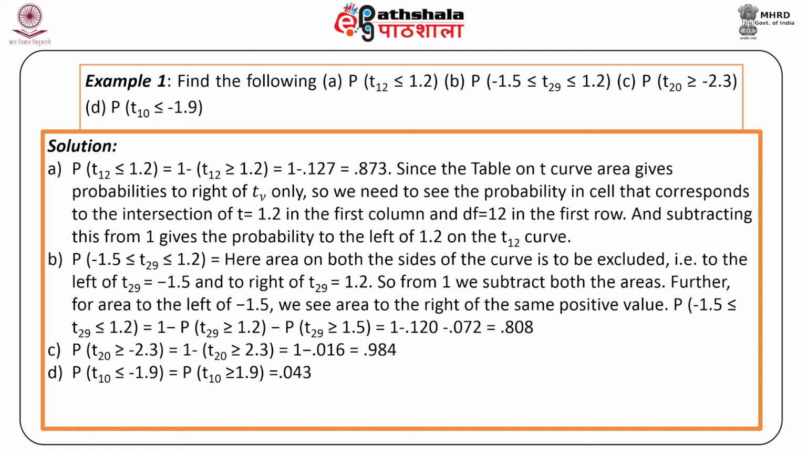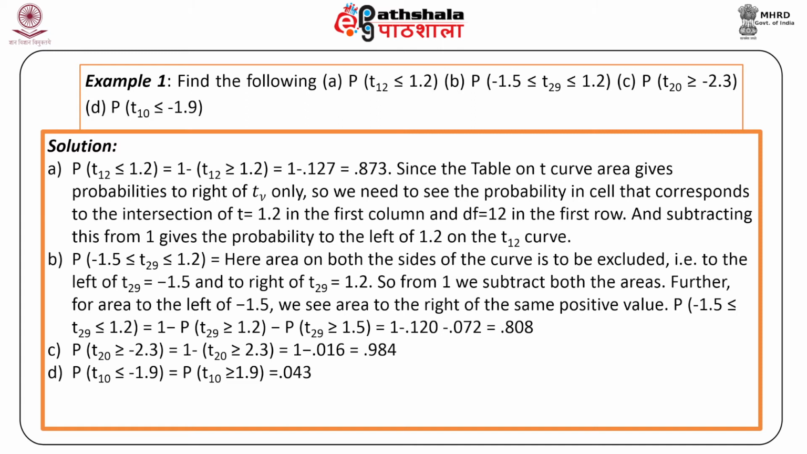Similarly, if you look at part D, where probability expected to be calculated is of T10 less than or equal to minus 1.9, again I am sure we can see that this is equal to probability T10 greater than or equal to 1.9. And if you look at the table and the cell value corresponding to T equal to 10 and the probability 1.9, we get the value 0.043.